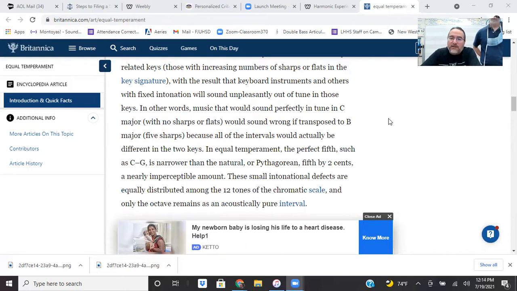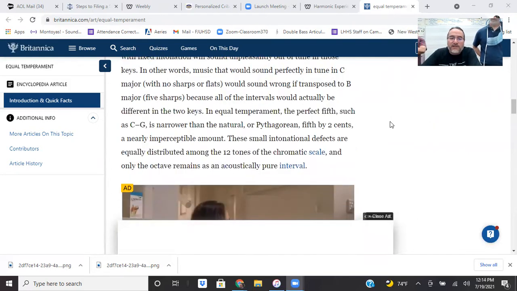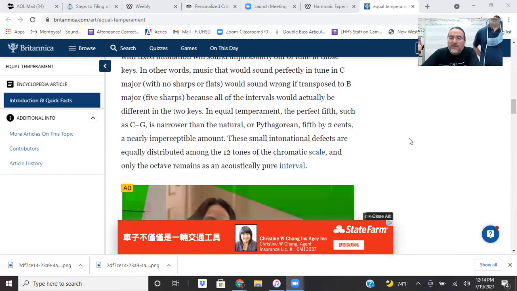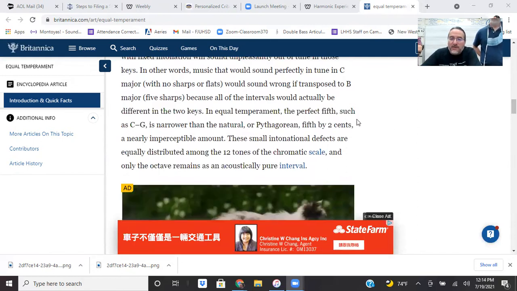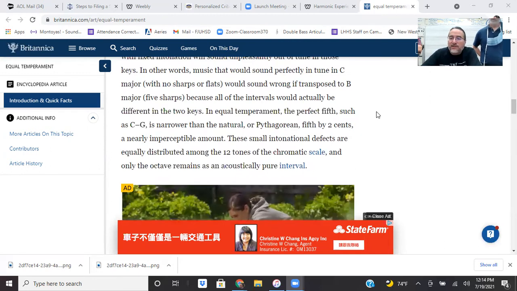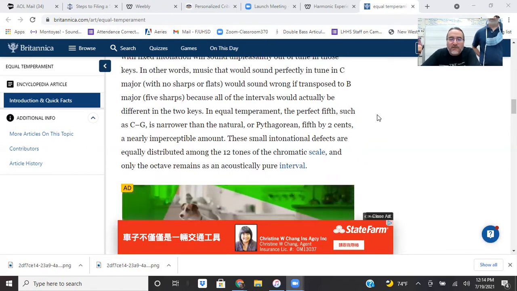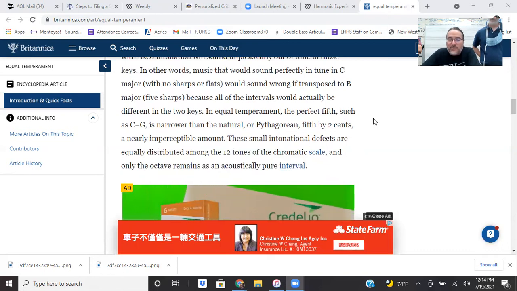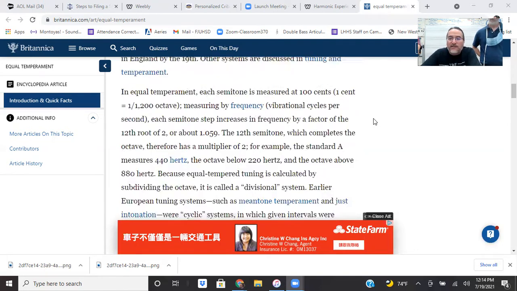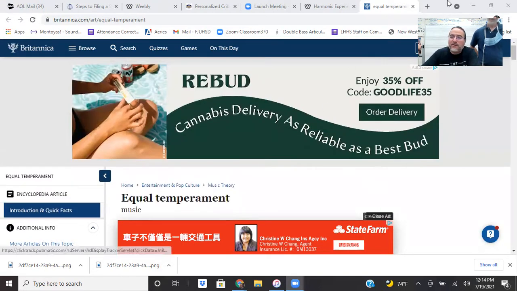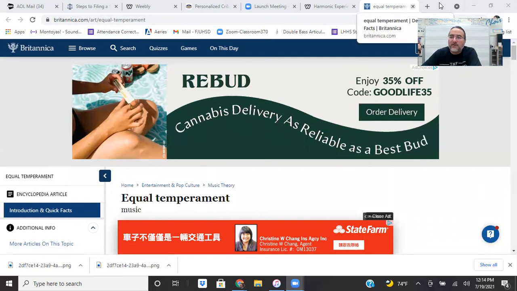In equal temperament, the perfect fifth, such as C to G, is narrower by 2 cents than the Pythagorean, nearly imperceptible, as we've said. These small intonational defects, it says, are equally distributed among the 12 tones of the chromatic scale, and only one, the octave, remains an acoustically pure instrument. There you have it. That's a good kind of review and another view of what we've been talking about. Okay, there's equal temperament.